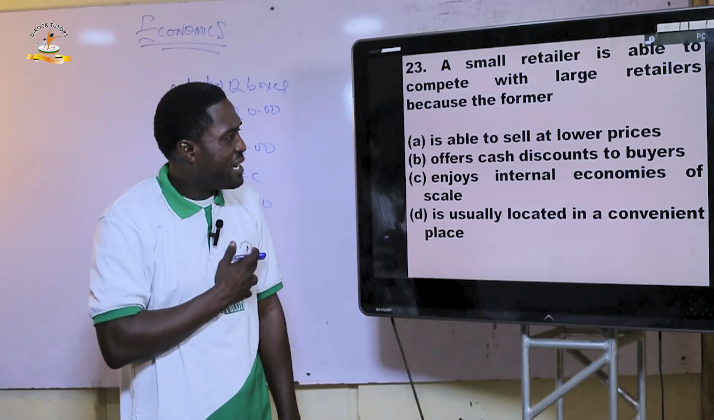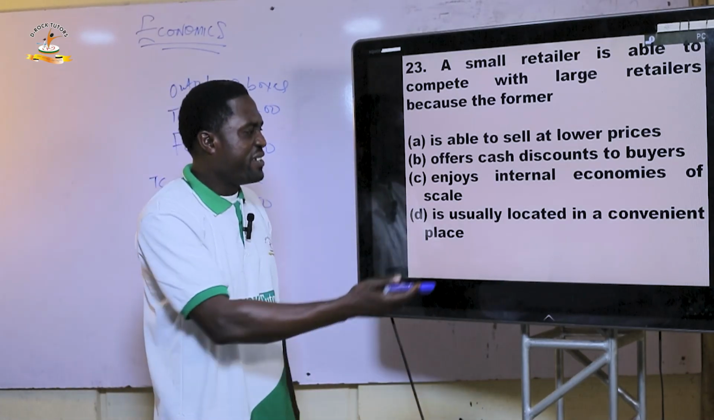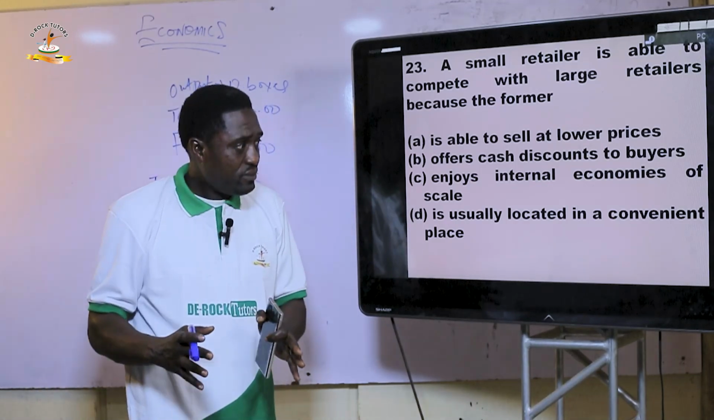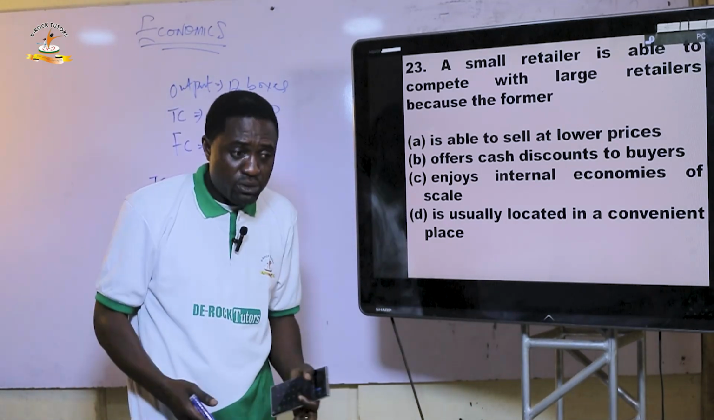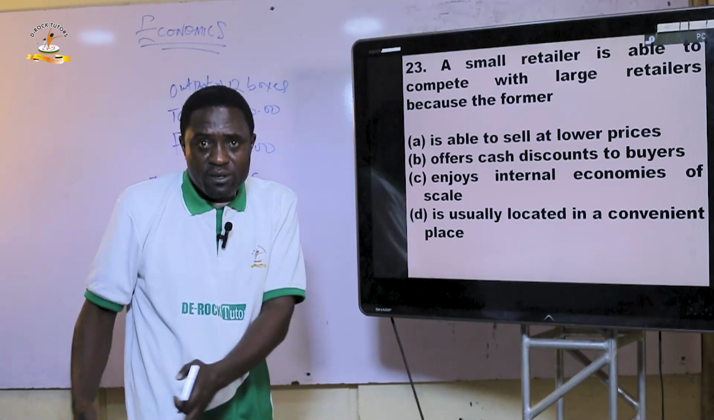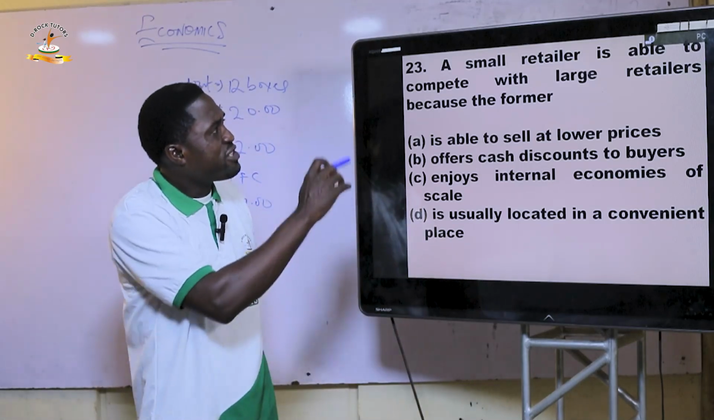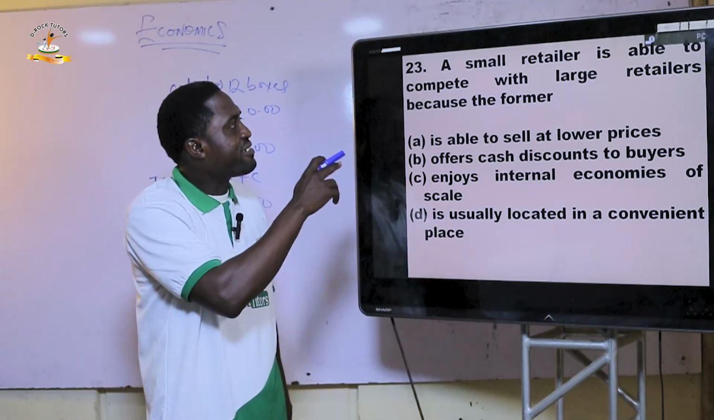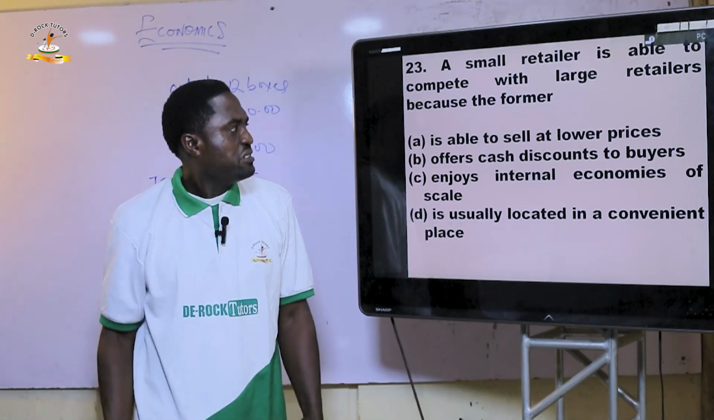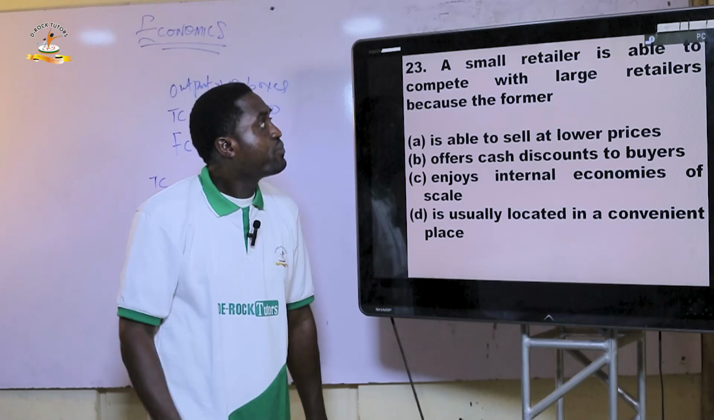Offers cash discount to buyers. Enjoys internal economies of scale. No. It's usually located in a convenient place. You can see most of the small retailers are usually located at a convenient place. Some people, it's even in their house. They are selling one or two things. Some beside their house, they are usually located in a convenient place. So a small retailer is able to compete with large retailers because the former, that means the small retailer, is usually located in a convenient place. That is the perfect answer. D. The next question.